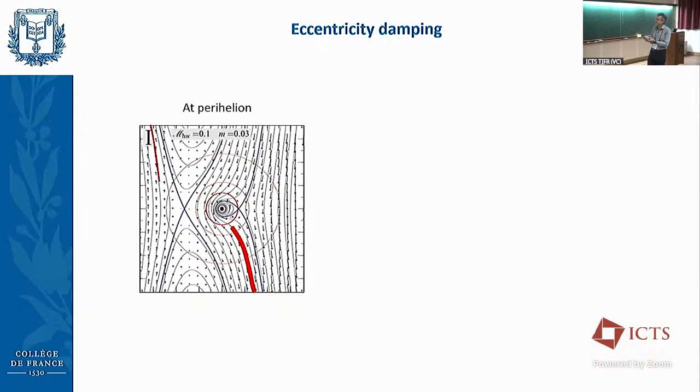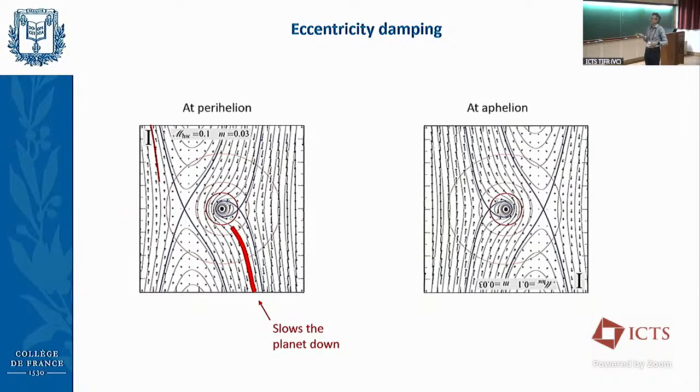So that means that the planet is slowed down at perihelion, but at aphelion, we can rotate the figure. The planet is moving more slowly than the gas. So the gas at the location of the planet in the rotating reference frame is moving from bottom upwards. And so the wave will become stronger here at the top than here at the bottom. So in this case, there is a positive torque exerted on the planet at aphelion, which speeds the planet up.